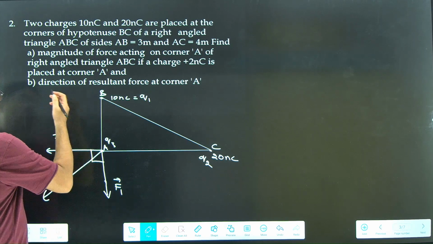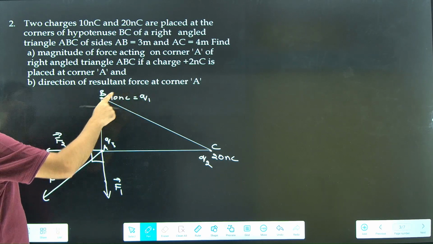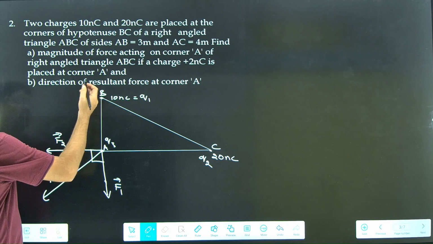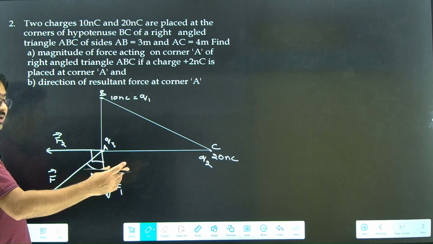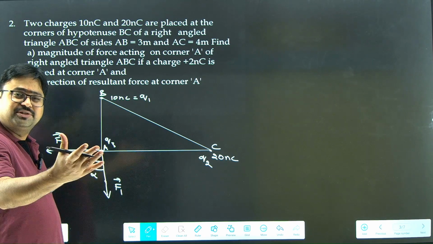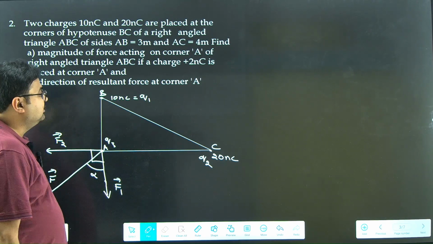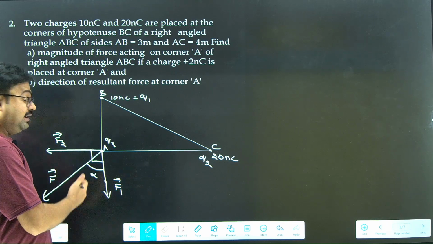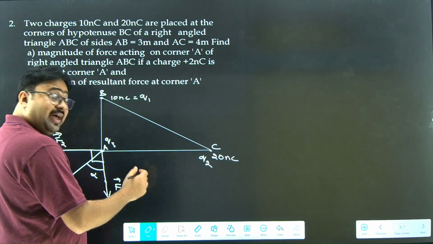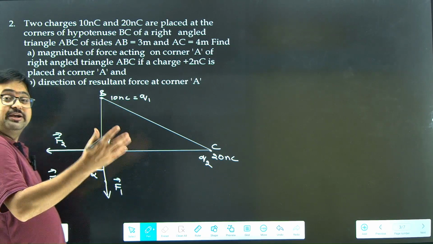Let us also look at the second part of the question, the direction of the resultant force. The direction can be stated by telling what is the angle that the resultant makes with one of the two forces. In this case, let's say it is F1. So we have to find the magnitude of F and alpha. Let's begin. For that, you will have to figure out what is F1 and F2 to begin with.